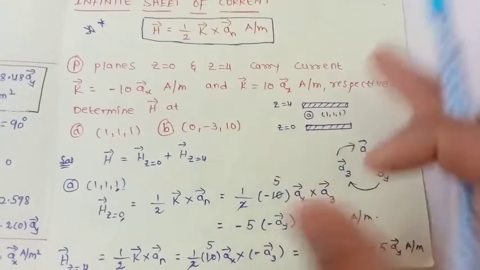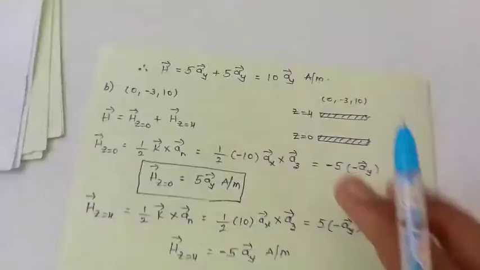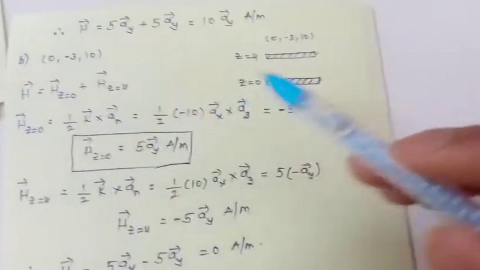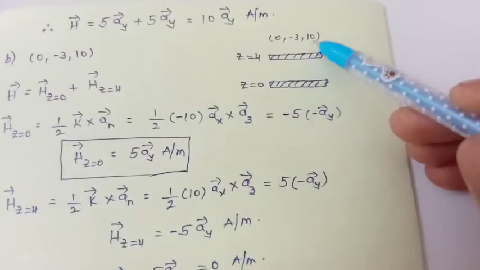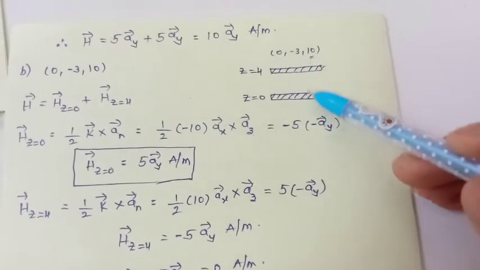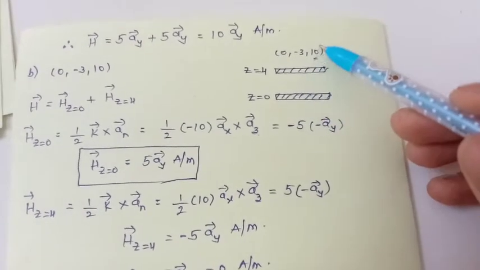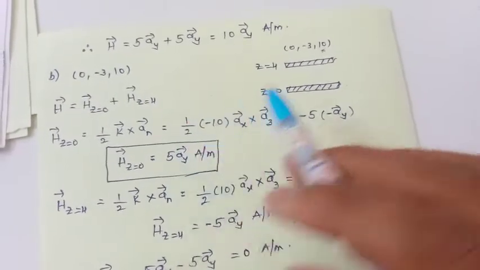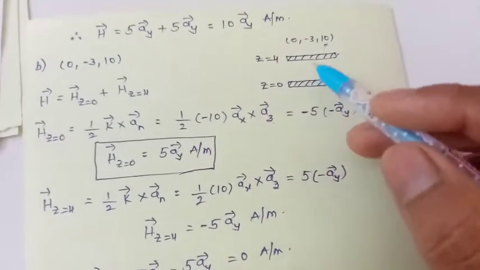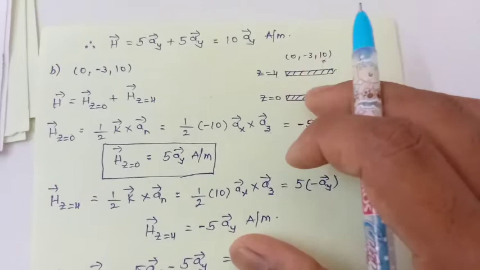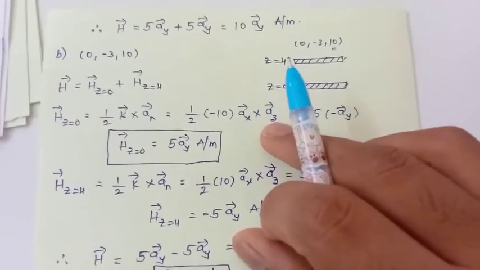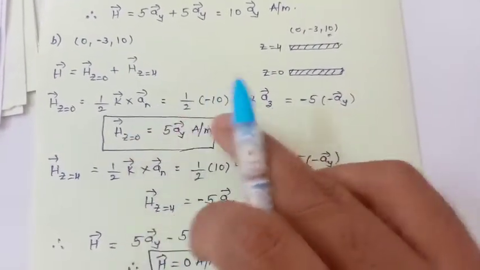Now after that, 0 comma minus 3 comma 10, observe very carefully. Once again observe this point. Why? Because this is the z value, this is 10. It is upward with respect to these two planes, therefore I didn't make it negative here; I have made it positive for the two planes. The formula is the same.